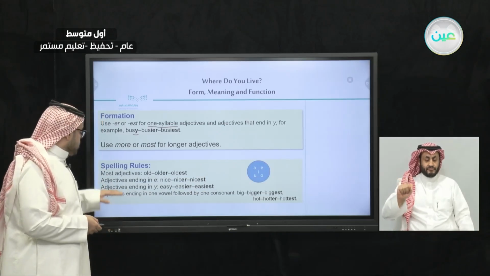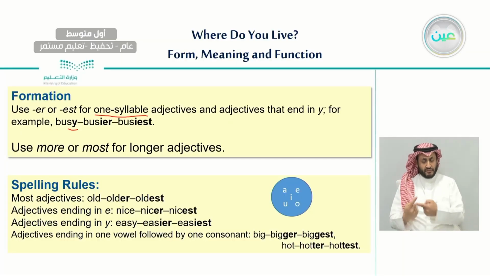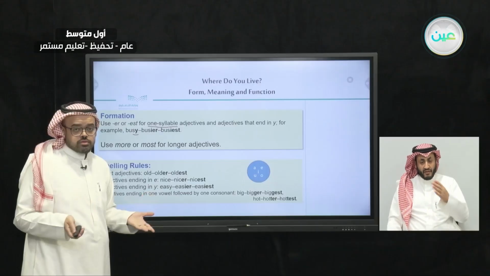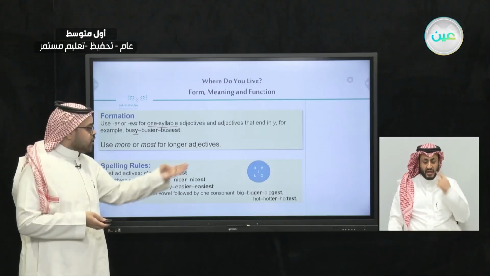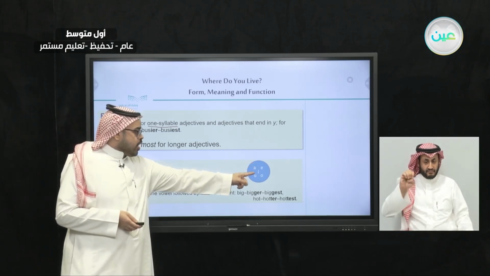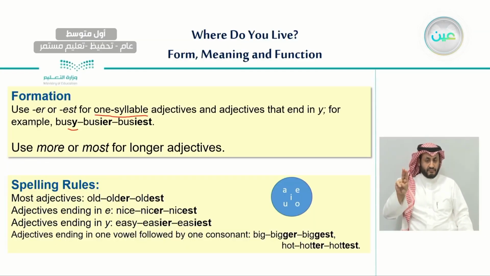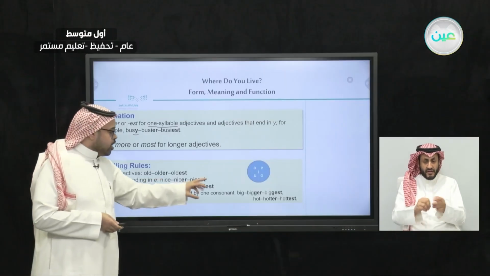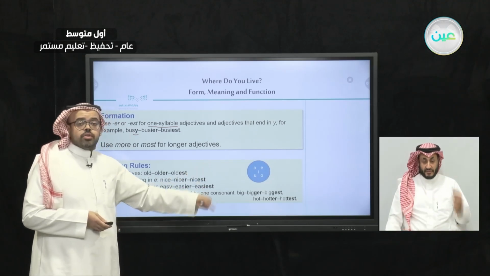And also, one more rule in regard to comparison: the adjectives that end in one vowel followed by one consonant. In English, we have letters we call the vowel letters, and those vowel letters are these five, which are A, E, I, U, and O. We have learned this before. So if a vowel comes before one consonant letter, we double the last letter.